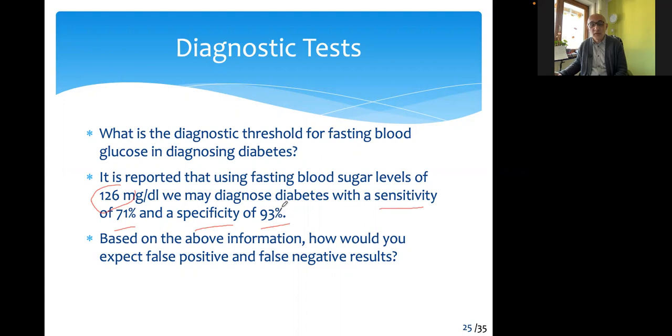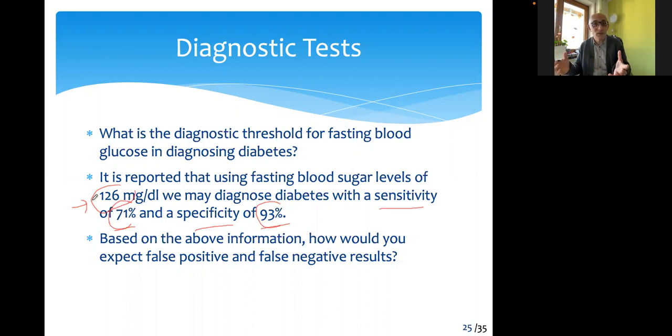Once you have this information, 71 and 93, how would you expect false positives and false negatives? Are we going to have some false positives? Yes, of course, we will. Sensitivity means from those who have the disease, how many we are going to catch. From 100 who have the disease, with this threshold I will be able to catch 71. So that means 29 I will not be able to catch. They will have diabetes, but I will not be able to catch them.